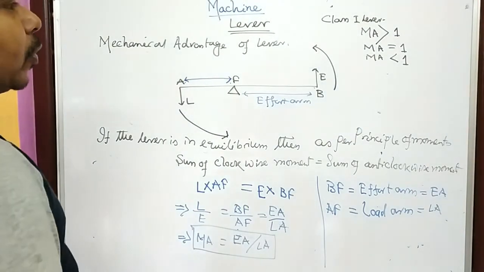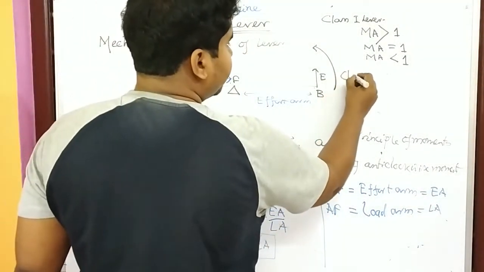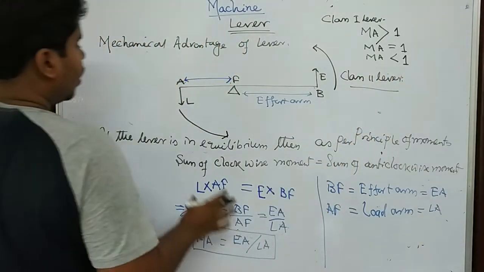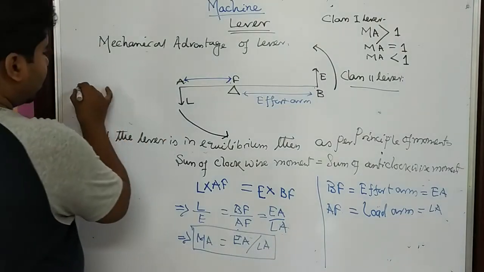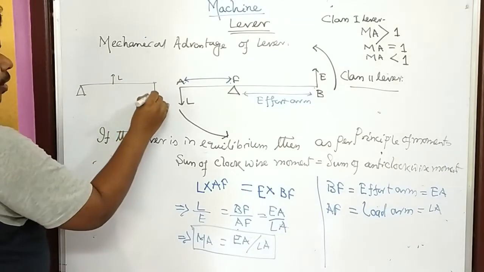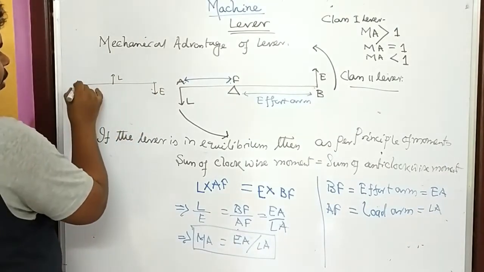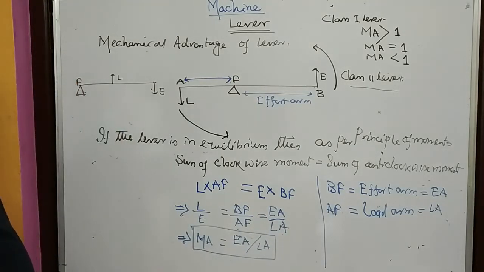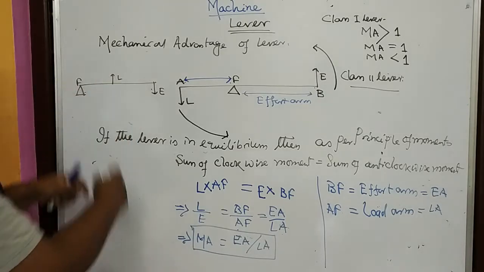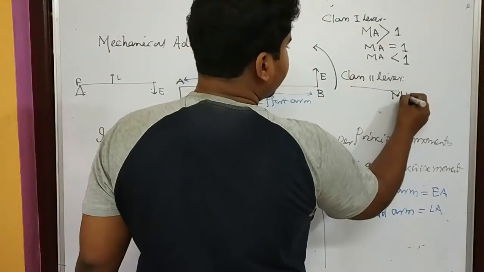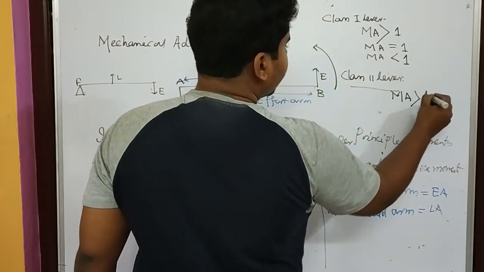Okay, if I am talking about class 2 lever, you see, at one terminal the fulcrum is there. Here it is load and here it is effort. The effort arm means the distance between fulcrum and effort. The effort arm will always be greater than the load arm. So for class 2 lever, mechanical advantage should always be greater than 1.